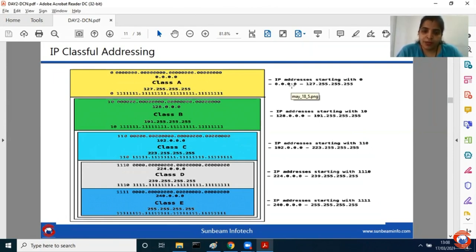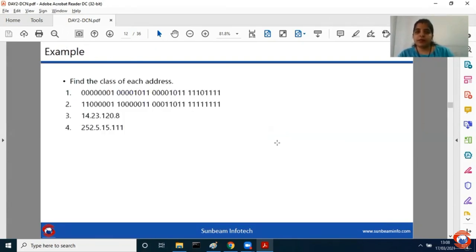If my binary address is starting with 110, can you please tell me the class of that IP address? Class C. If it is 1110, it is class D. 10, it is class B. Did you understand how to do the identification? These types of questions are asked. Can you please tell me the class of the first address?